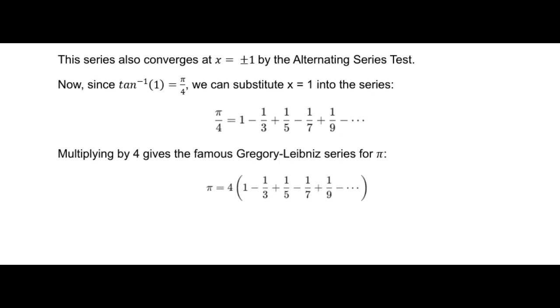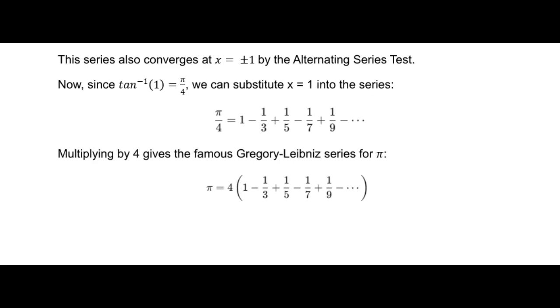Now since arctan 1 equals pi over 4, we can substitute x equals 1 into the series. So we have pi over 4 equals 1 minus 1 third plus 1 fifth minus 1 over 7 plus 1 over 9, and so on and so forth. Multiplying by 4 gives the famous Gregory-Leibniz series for pi.